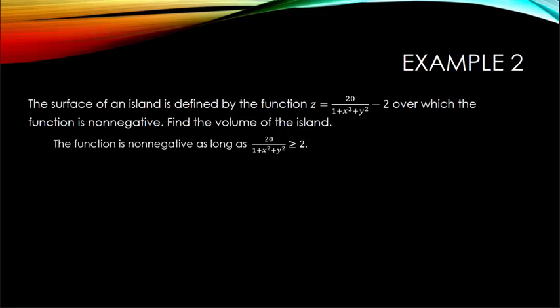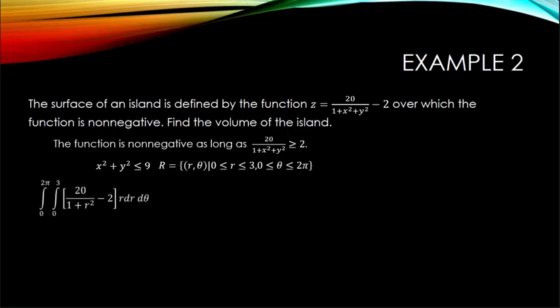When I simplify this inequality, I find that it's true when x squared plus y squared is less than or equal to 9. This gives me a region of integration that's defined by a circle centered at the origin with a radius of 3, so that my region becomes a set of all r theta, such that 0 is less than or equal to r, which is less than or equal to 3, and 0 is less than or equal to theta, which is less than or equal to 2 pi.